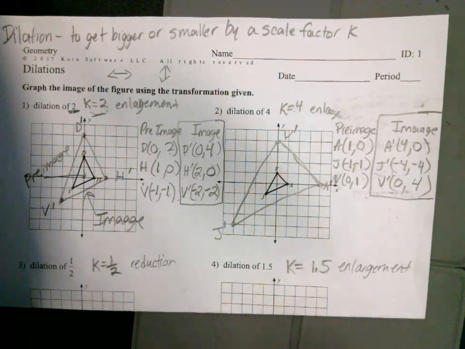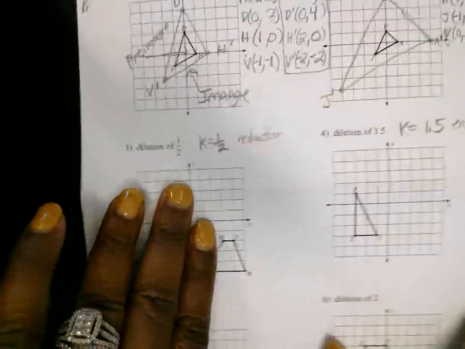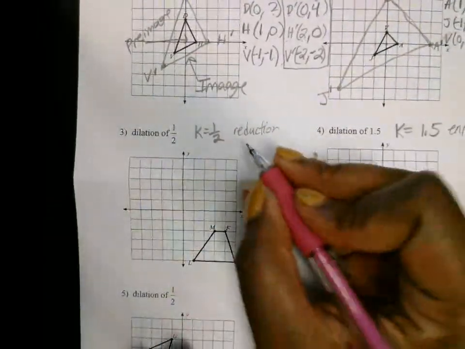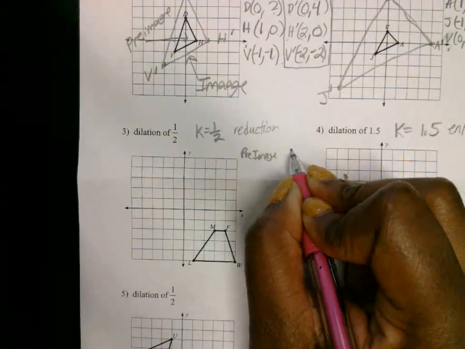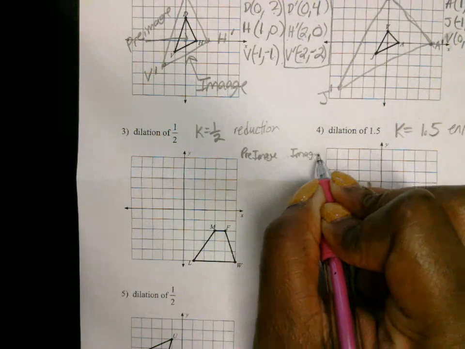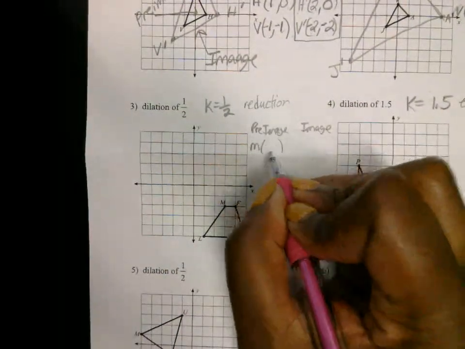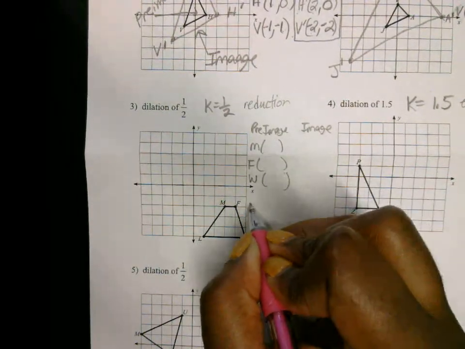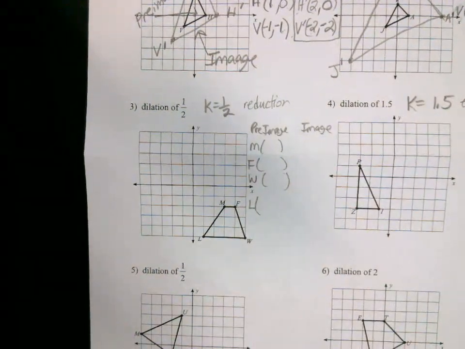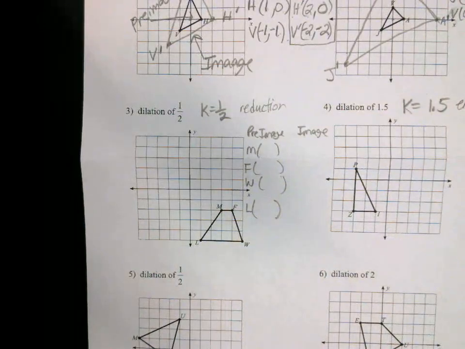All right, let's do number 3. Let's write down the preimage. And then we write down the image. So we have M, F, W, L. Write down the ordered pairs for those first. I'm going to pause for the calls.